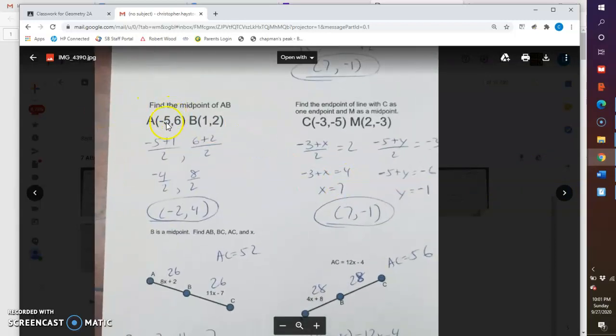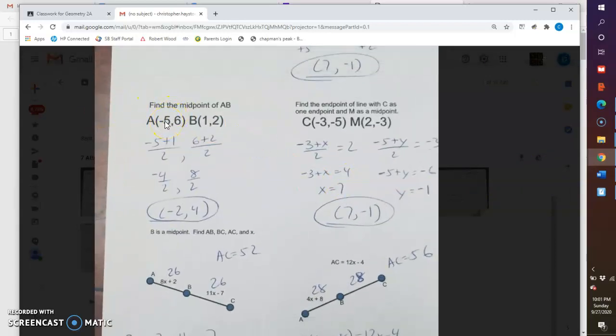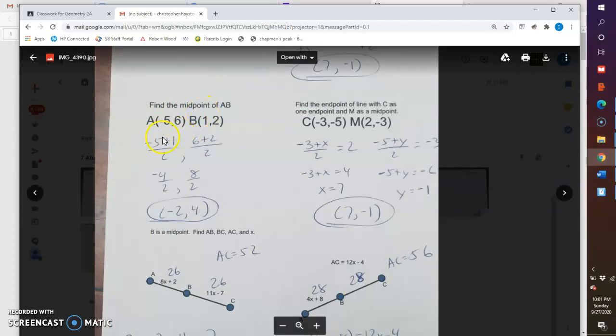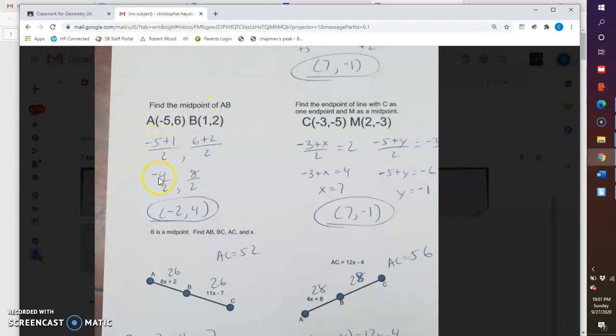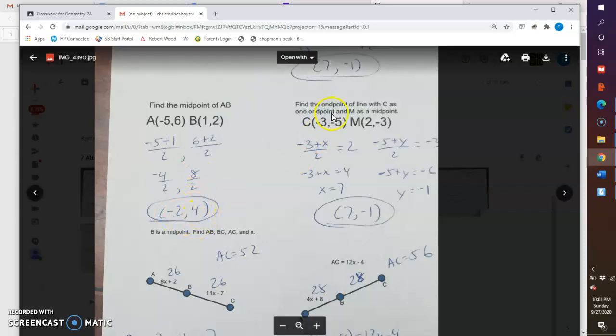Now finding a midpoint. If I get the 2 endpoints, it's pretty basic. An average of the x's. Negative 5 plus 1 divided by 2 is negative 4 over 2, and negative 2 is my x coordinate of my midpoint. 6 plus 2 is 8, and 8 over 2 is 4, so my midpoint is negative 2, 4.